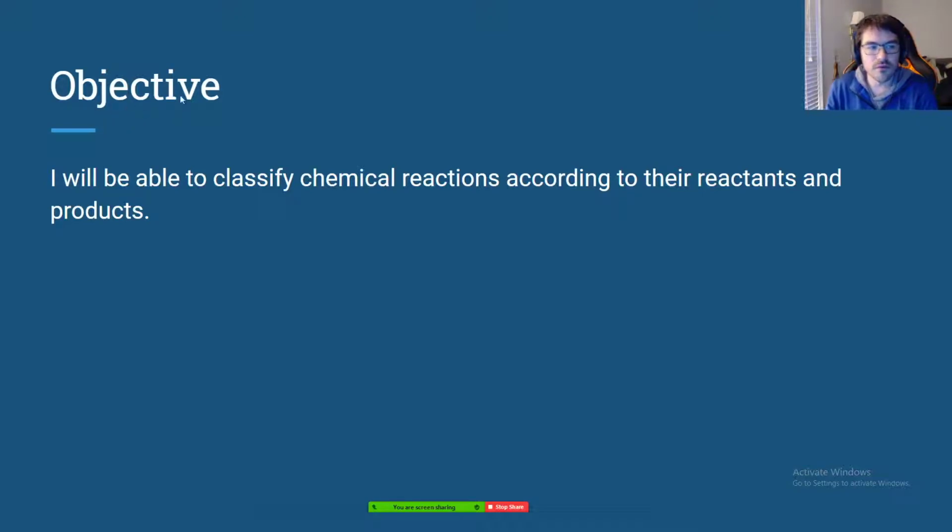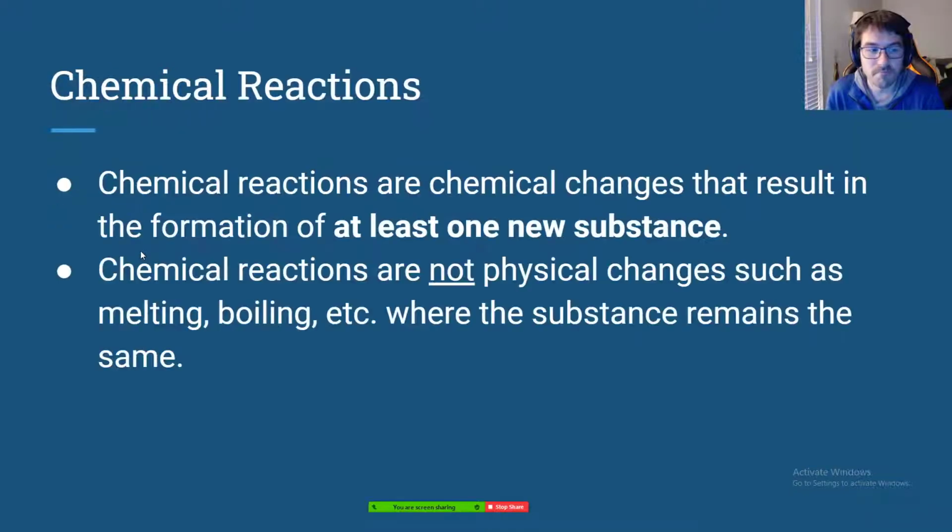The objective of that skill is for you to be able to classify chemical reactions according to their reactants and products. There are several different types of reactions, and so that is what you're going to be doing today. You're going to be learning about those different types and what makes each of those types unique and how you can classify reactions as one of those types based on their reactants and products, okay?